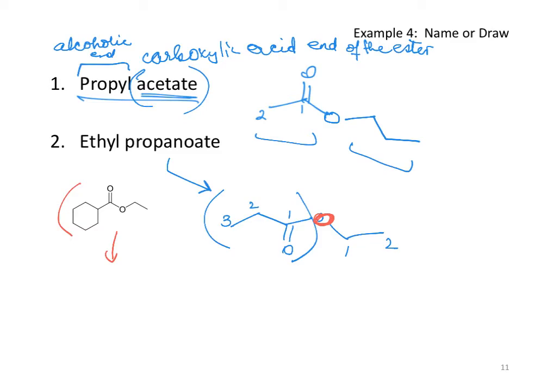This is stemming from a cyclohexane carboxylic acid. So let's name that first: cyclohexane carboxylate. And past the oxygen, I have an ethyl group. So the name becomes ethyl cyclohexane carboxylate.